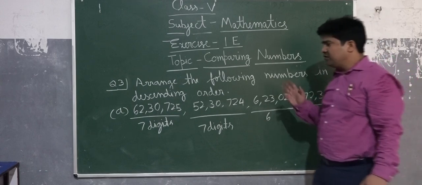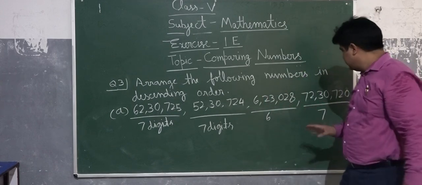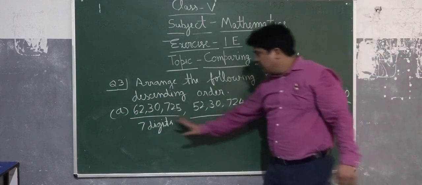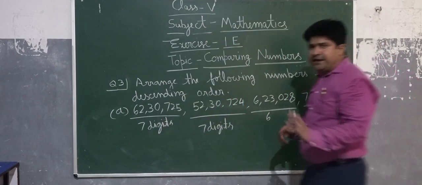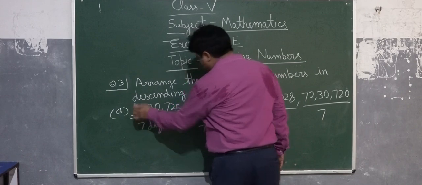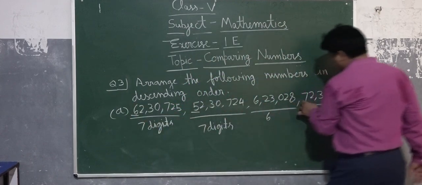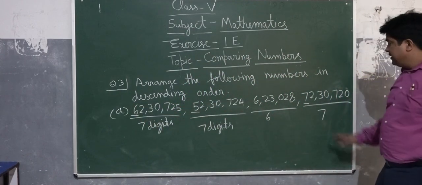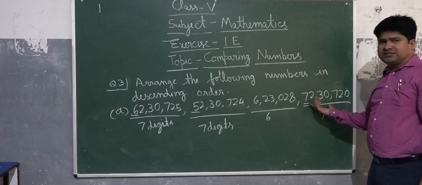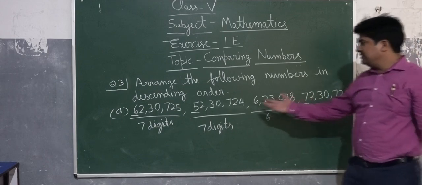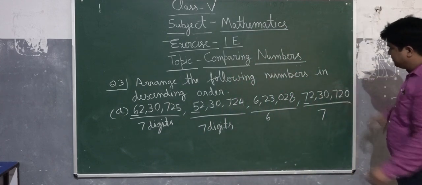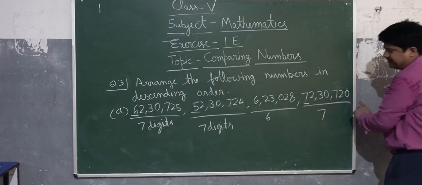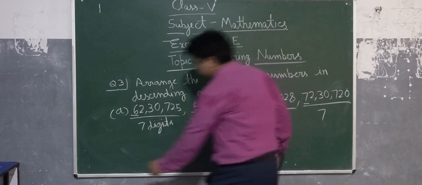But in this question we will find out which one is greatest. The rest of the numerals have 7 digits, so we compare their leftmost place. Leftmost place: 6, 5 and 7. It means which one is greatest? We know 7 is greater than 5 and 6, so we will write this number first. This number is the greatest number.